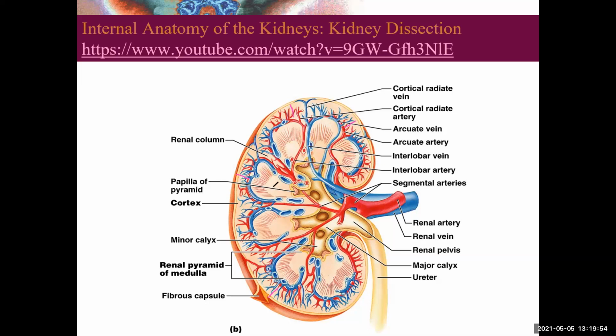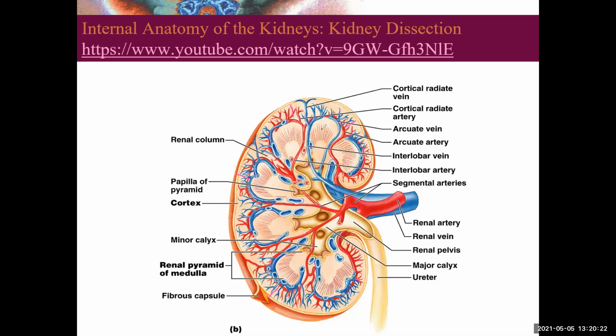Now, if you see pyramid, each pyramid is opening through a papilla, a finger-like projection. And that is called papilla. And you see in the papilla small dots, can you see there? Those dots are the openings through which, when blood is filtered, it passes in the form of urine. Okay, we're going to talk about that. So that's papilla.